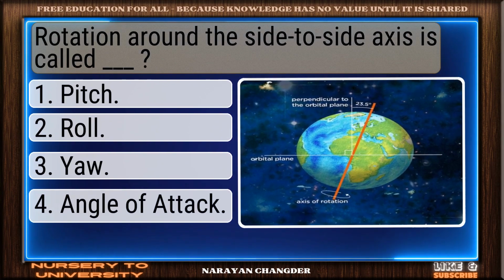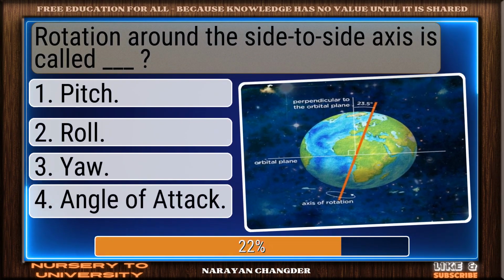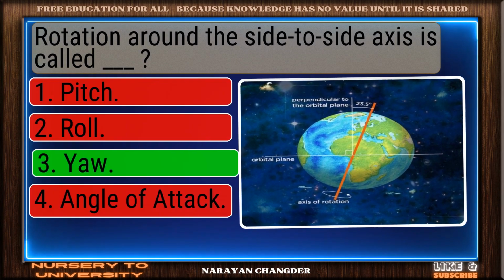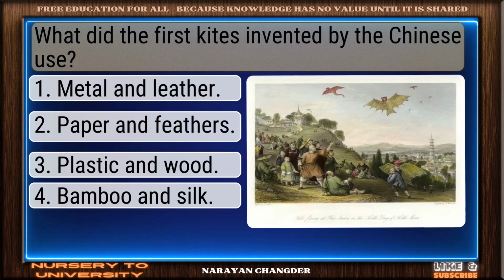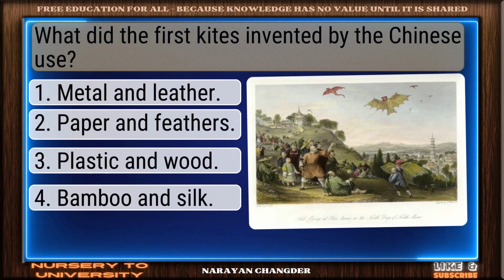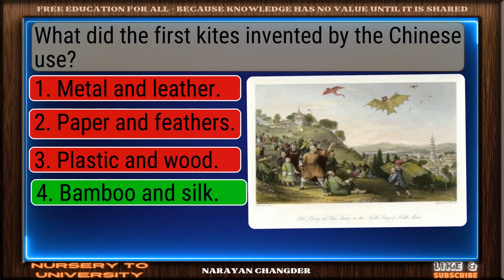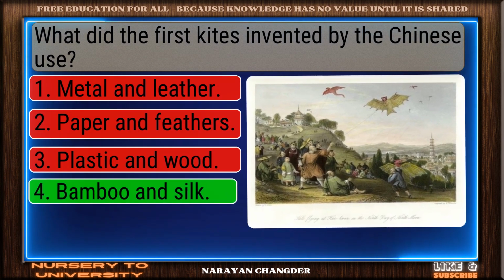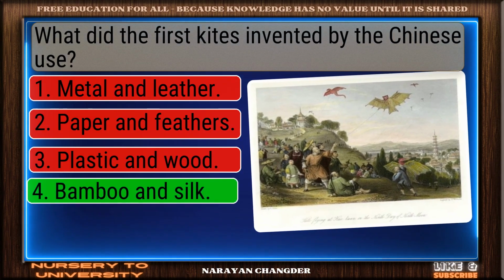Rotation around the side-to-side axis is called dash. Perfect. Yaw is the correct choice. What did the first kites invented by the Chinese use? Exactly. Bamboo and silk makes sense, and it is right choice.